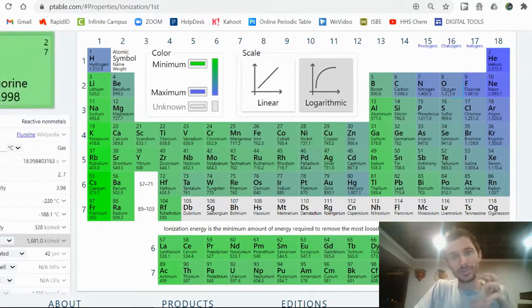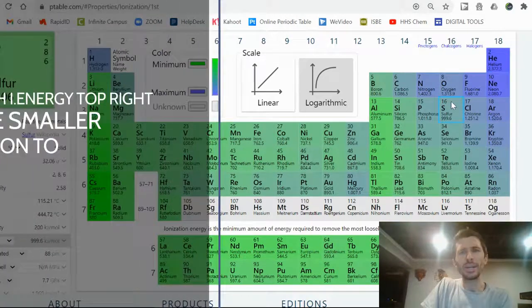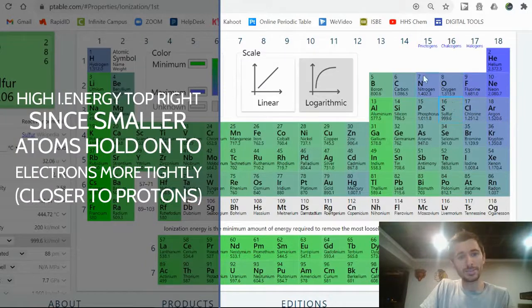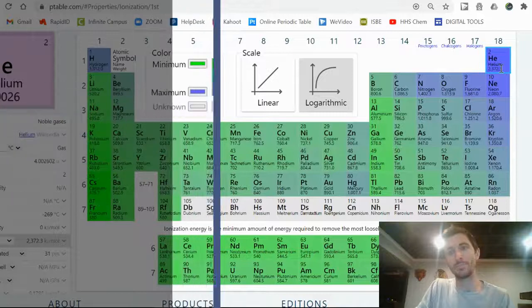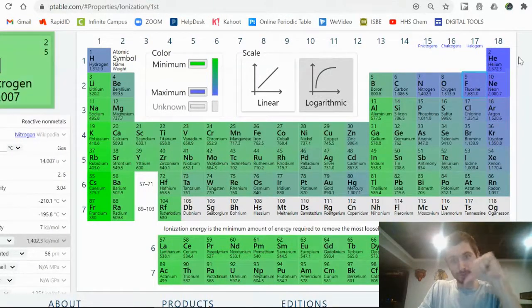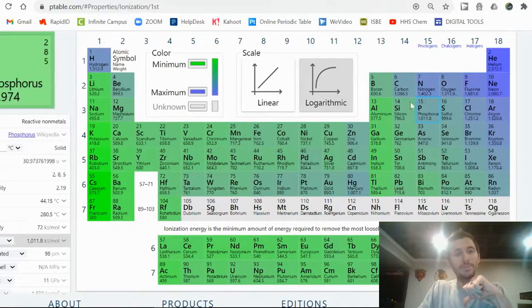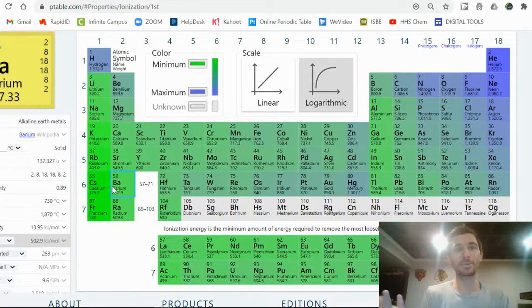So on the periodic table, we're seeing kind of the opposite trend of radius. Radius was bigger bottom left and smaller top right. Well, ionization energy is flipped. The largest ionization energy is actually helium. You'll see it's big in the top right of the table. That's where it tends to be the largest. The smallest energies tend to be the bottom left. Reasons, well, similar to the atomic size.